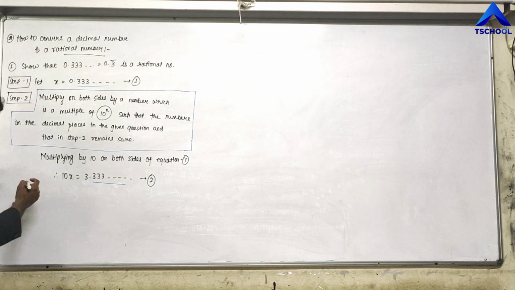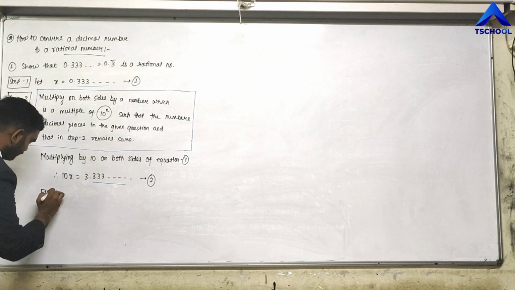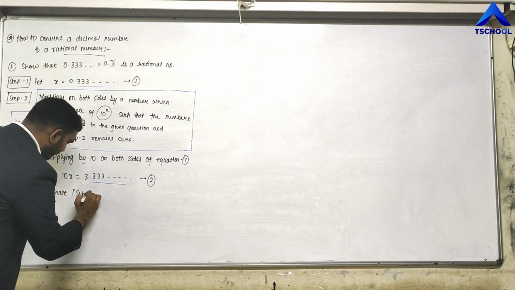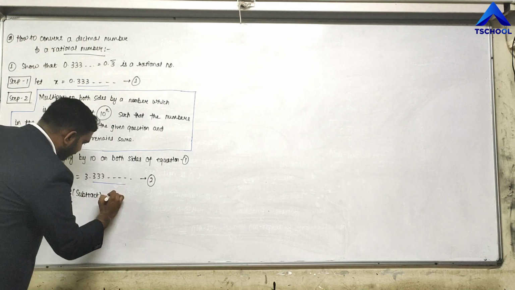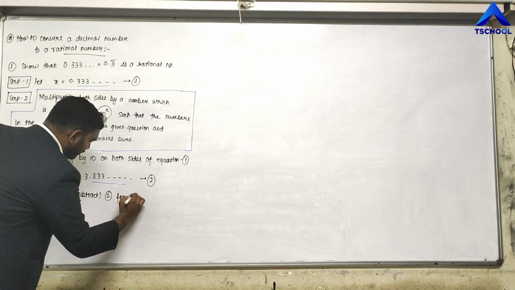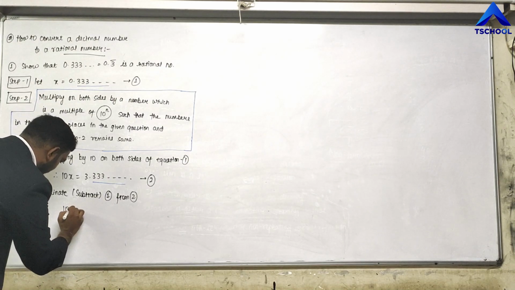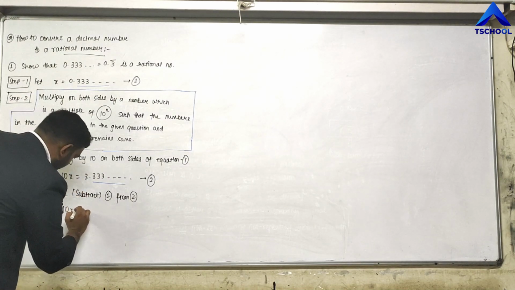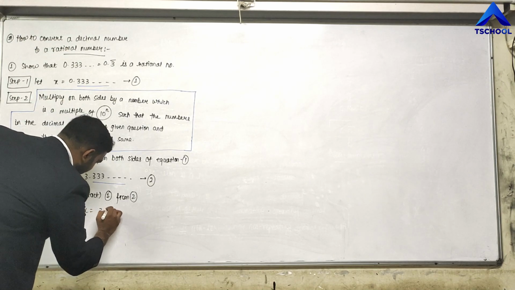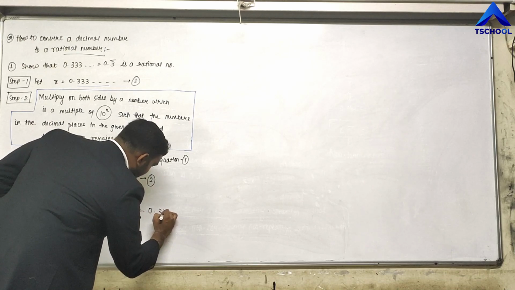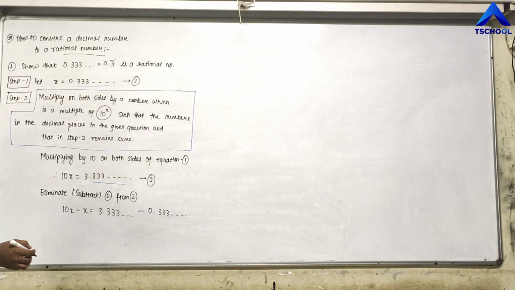Now simply eliminate, that means subtract equation 1 from 2. We are going to subtract the first equation from the second equation, not the second from the first, mind well. That means 10x minus x equals 3.333 minus 0.333 and so on.